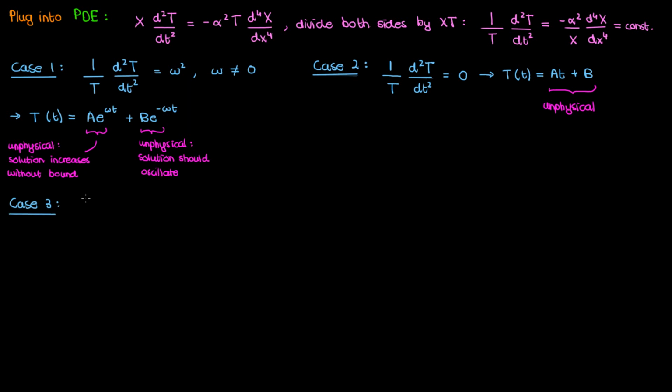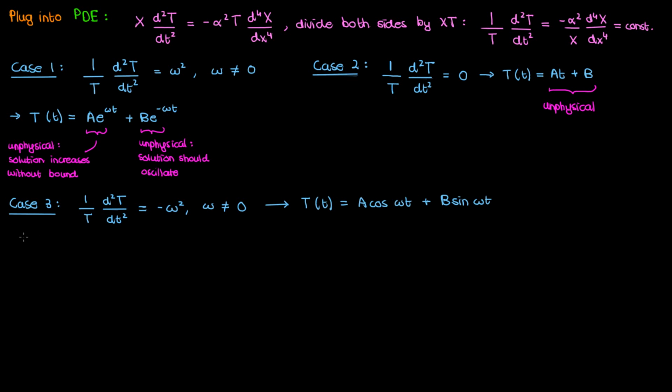That just leaves the case that the constant is negative. In that situation, we can write the constant as negative omega squared, where omega is a non-zero real number. And when you solve this ODE, you'll find that capital T is the sum of a sine function and a cosine function. And note here that a and b are both integration constants.